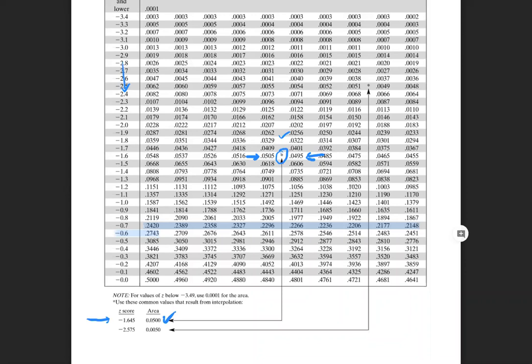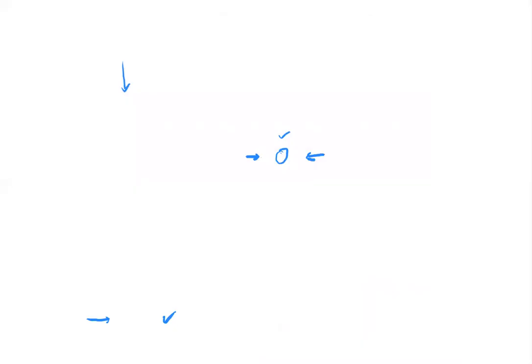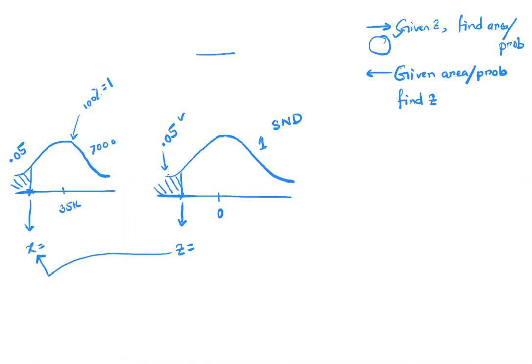For area of 0.05, z-score is negative 1.645. Now let's take this off, and I'm going to go back to my stuff that I had. So this is going to be negative 1.645. So this area, to be among the bottom 5%, your z must be negative 1.645.